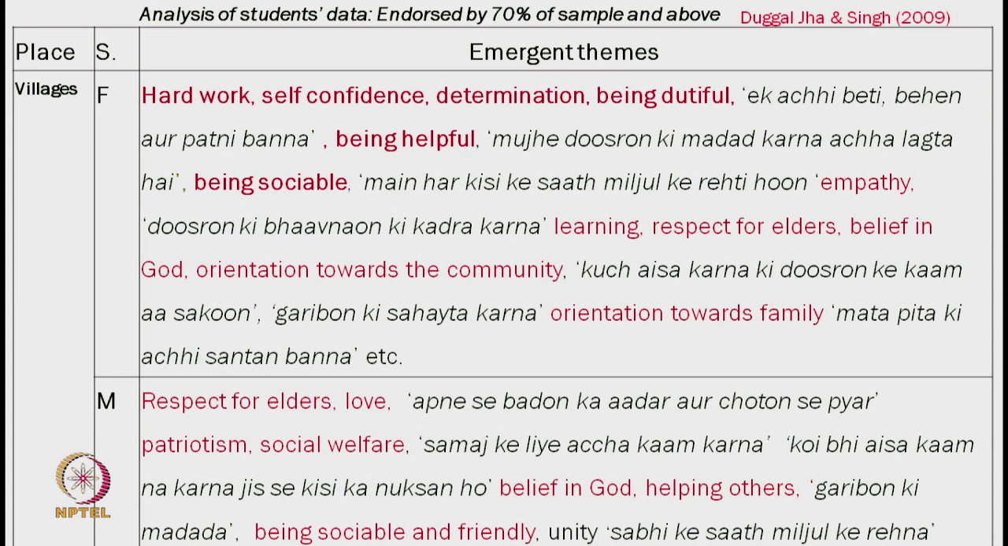Their responses were mainly from 70% of the sample and above; those responses I have displayed here. For example, villages college going girls' responses were hard work, self confidence, determination, being dutiful. For example, एक अच्छी बेटी बहन और पत्नी बनना, being helpful.